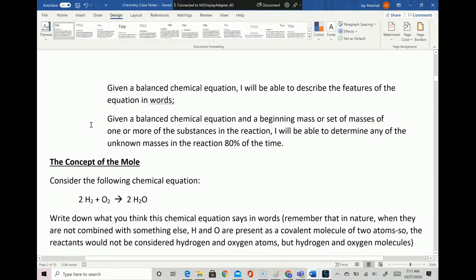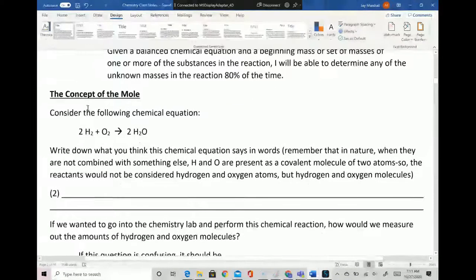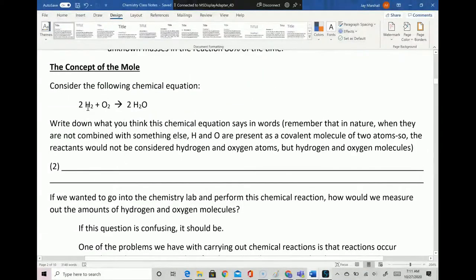Given a balanced chemical equation, I will expect you to be able to describe the features of the equation in words. And then given a balanced chemical equation and a beginning mass or set of masses, I will expect you to be able to determine the unknown masses in the reaction 80% of the time. Okay, so the concept of a mole then.